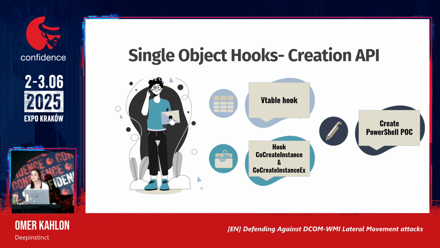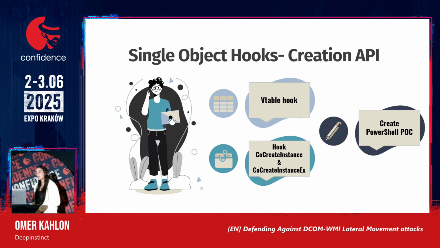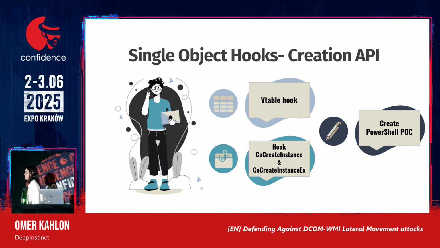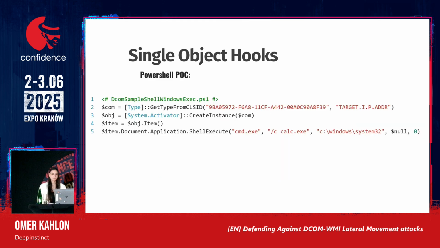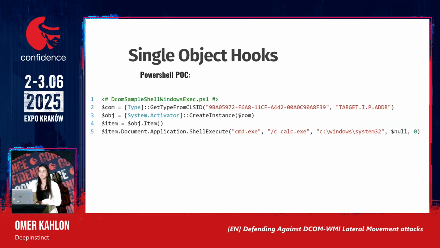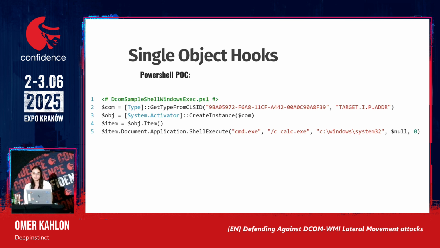So after we implement this hook, we can write a simple PowerShell script that implements a DCOM lateral movement attempt and confirm this hook technique can block a DCOM lateral movement attempt properly. This is the PowerShell script I'm going to use. It utilizes the ShellExecute method from the COM class ShellWindows, and it uses it in order to run the calc application on a remote IP.